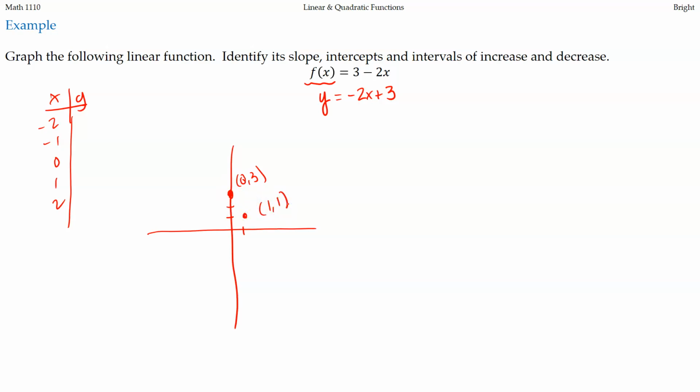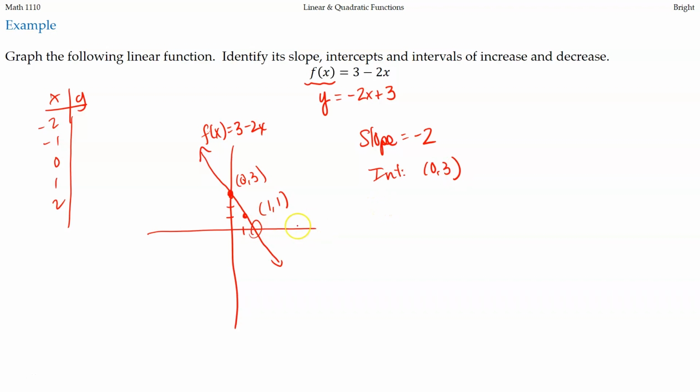And for a line, 2 points is enough. So I would say, okay, here's my rough sketch of the graph of the linear function. Okay, and let's label it as f of x is equal to 3 minus 2x. Then I have all this other stuff to do. Slope, that's just the coefficient of the linear term, so this is -2. Intercepts, I found one, so intercepts are going to be at 0, 3, and then I need to find the x-intercept. That's going to look a little different.